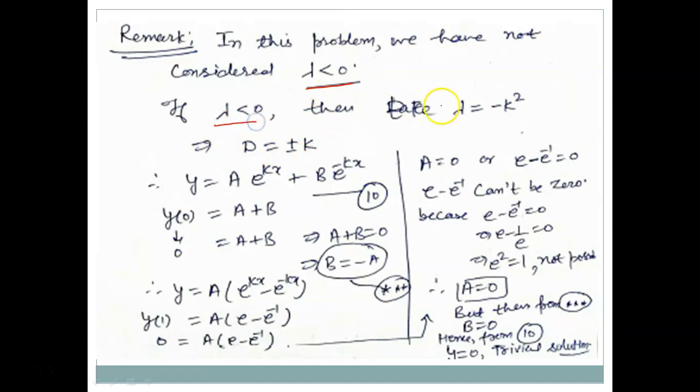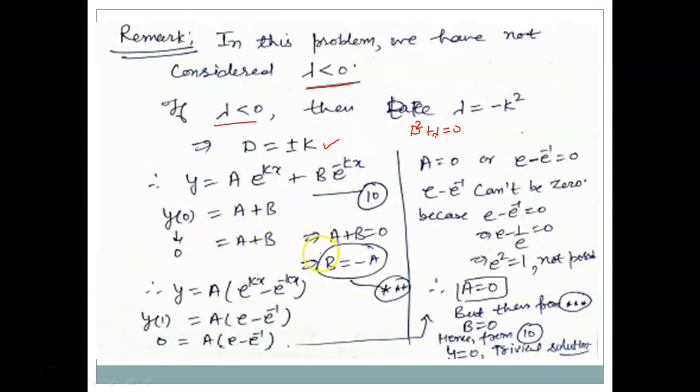If lambda is less than 0, you take lambda equal to minus k square. Whatever value k assumes, the value of lambda will definitely be less than 0. From the given equation, the auxiliary equation was D square plus lambda equal to 0. When you put lambda equal to minus k square, D is equal to plus minus k. So you can write the solution y equal to a e raised to power kx plus b e raised to power minus kx.